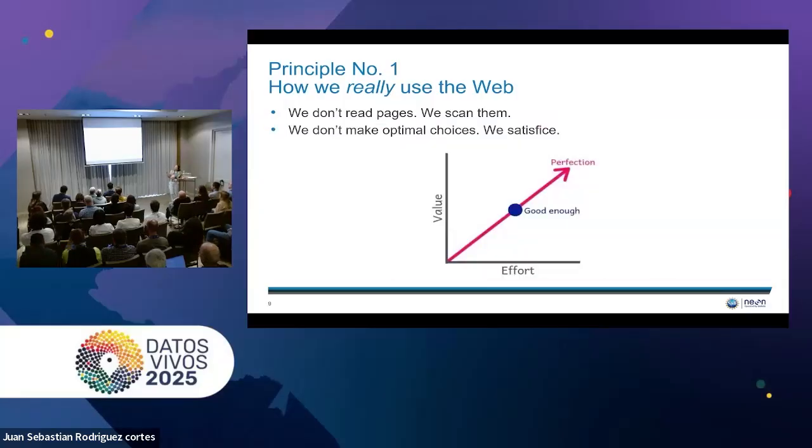The second point here is we don't make optimal choices, we satisfice, which is the idea that we only go as far as we're willing to make the effort. So in this value-effort chart, we're going to go for good enough. We are not going to go all the way to perfection, especially when it comes to the web, because these aren't high-stakes decisions. It's very easy to use the back button, so we're more likely to click around.